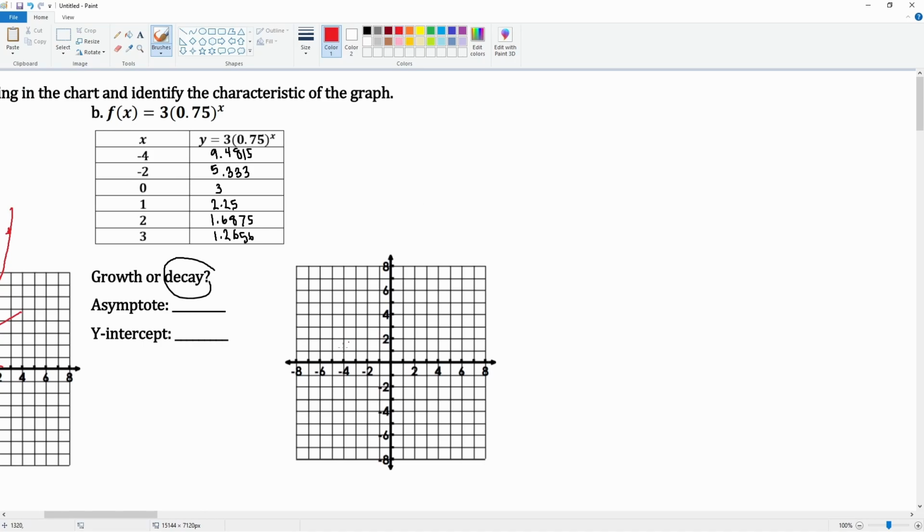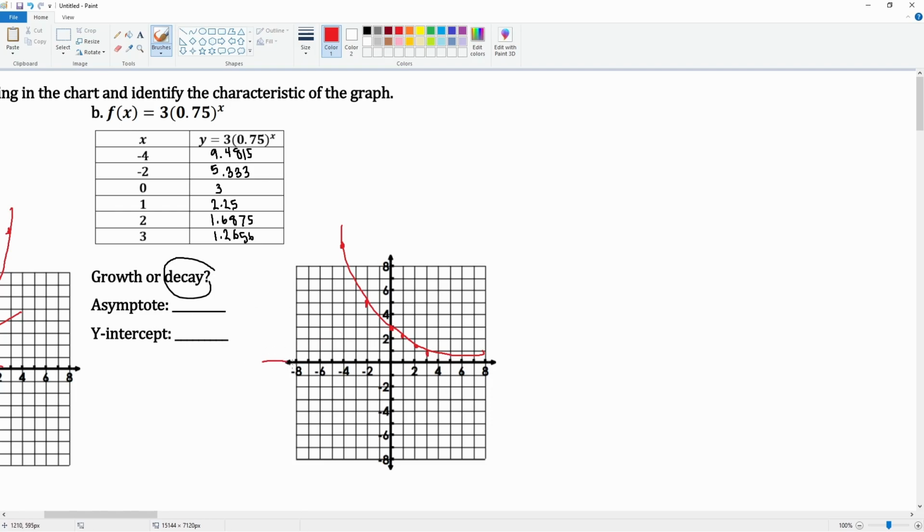Let's graph it. So -4, 9.48 is somewhere up here. -2, 5.33 looks like it's right here. 0, 3, 1, 2.25, 2, 1.6, 3, it is 1.2. So it is decaying right here.